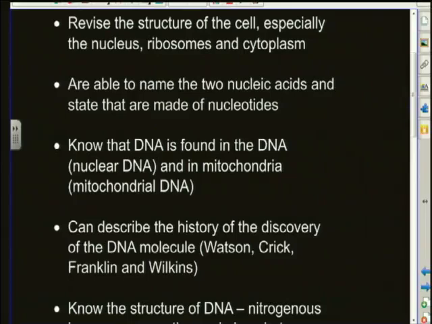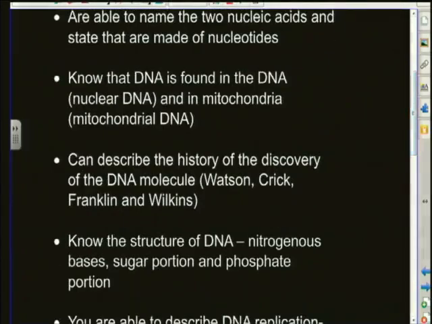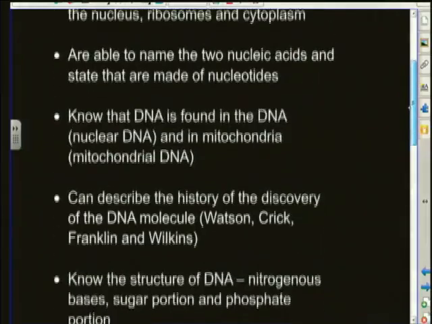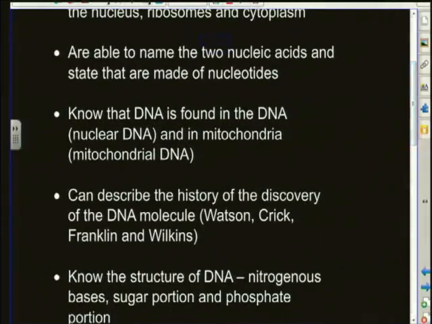So when we come to DNA, we are looking at something called nucleic acids. And when we look at DNA, the most important thing that you need to be able to do is to know that we're going to find two different types of nucleic acids. And you're going to see over here: name the two nucleotides.